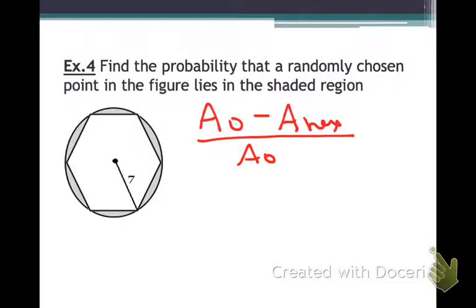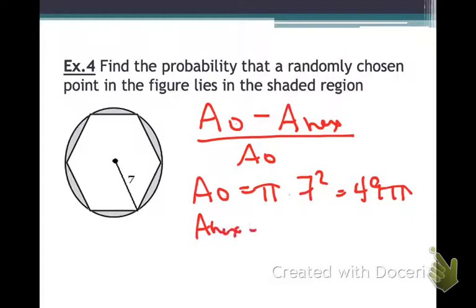Now, the area of the circle is going to be the easy part. It's pi times 7 squared, which gives me 49 pi. Now, we have to find the area of the hexagon, and that's what you spent last week doing. So you have 1/2 times the apothem, which I do not know, times the number of sides, which is 6, times the side length, which I also don't know.